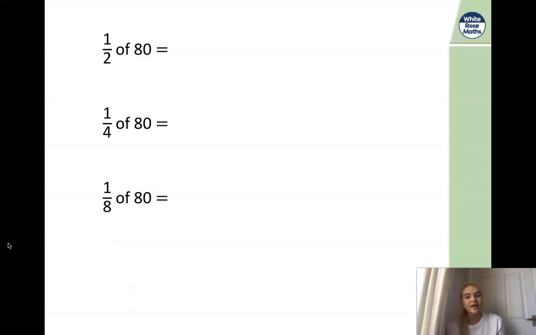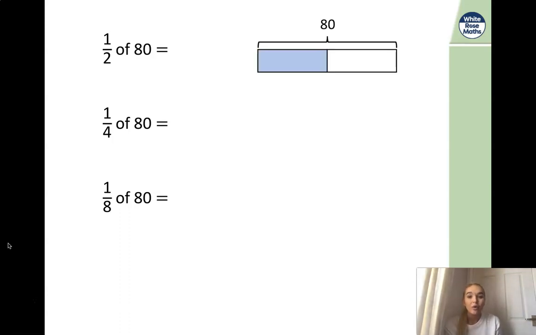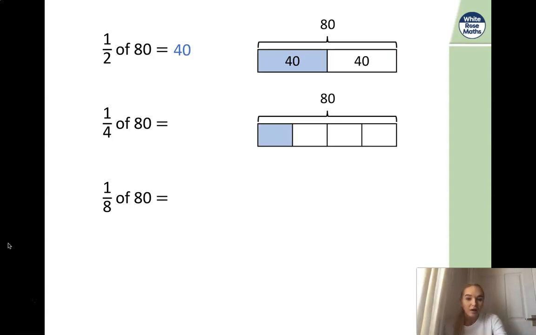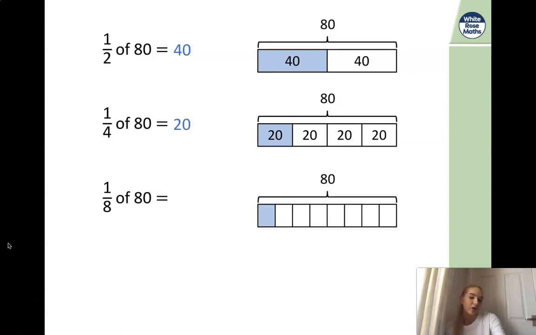Okay, so today we're looking at fractions of a quantity. What we want to do is find out half of 80, 1/4 of 80, and 1/8 of 80. We're going to use our bar model to help us, and we can see that 1/2 of 80 is 2 parts. Well, 1/2 of 80 is 40. 1/4 of 80 would be 4 parts, and we can work out that 80 divided by 4 is 20. And then 1/8 of 80, we can see that we are looking at 1 part, and that is 10.